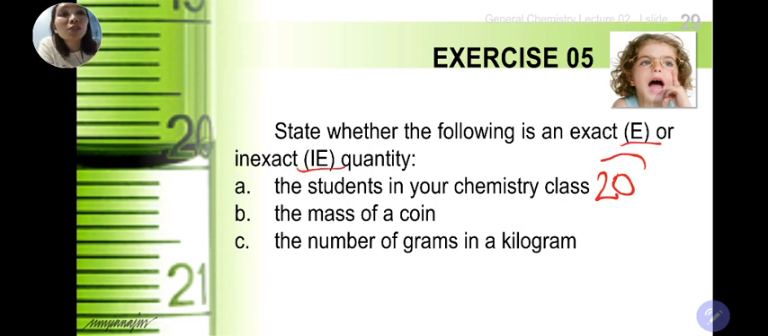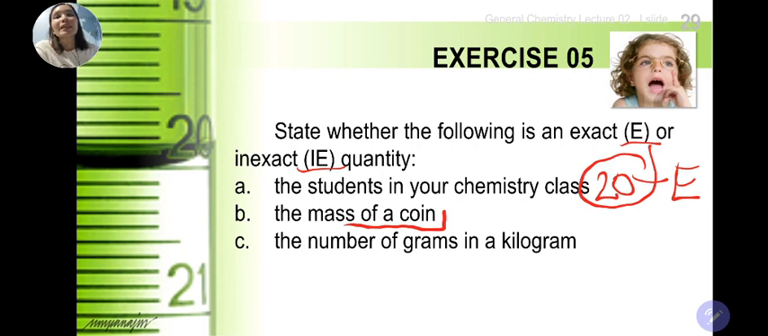So this is a whole number. Wala siyang point or half or 1/4. So ibig sabihin, it is an exact number, quantity, I mean. Okay? The mass of a coin. So, para malaman natin yung mass of a coin, ititimbangin natin siya sa timbangan. So, meron tayong iba't ibang timbangan. Meron tayong tinatawag na analytical balance, top load balance, o yung timbangan natin sa mga palengke. So, pwedeng mag-iba-iba yung mass of a coin.